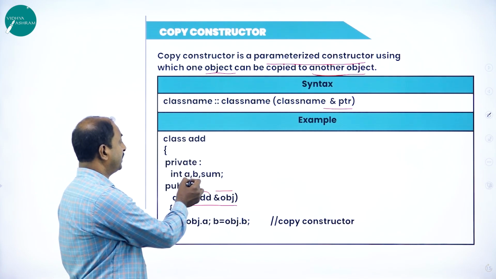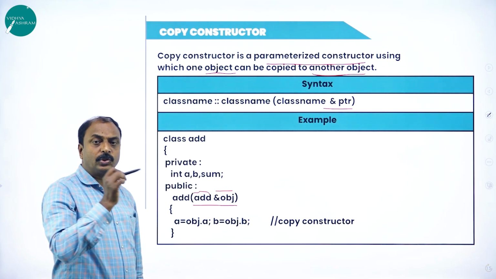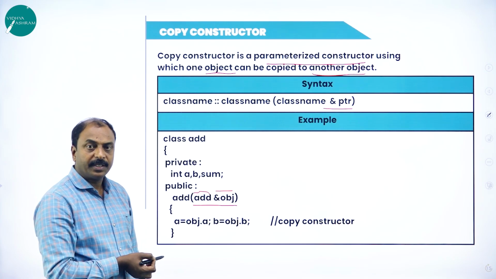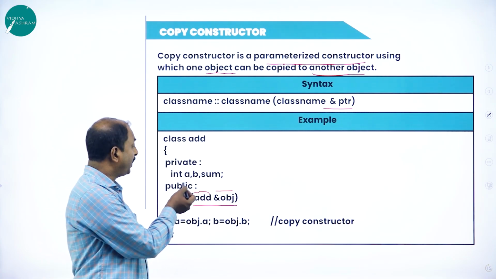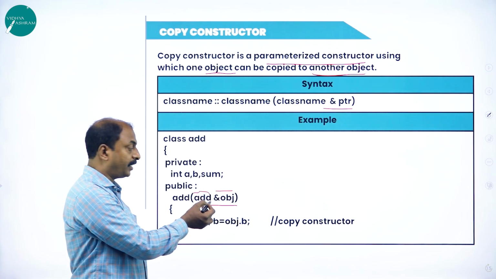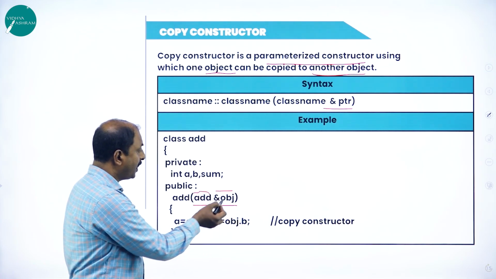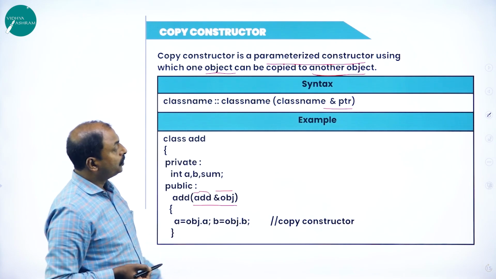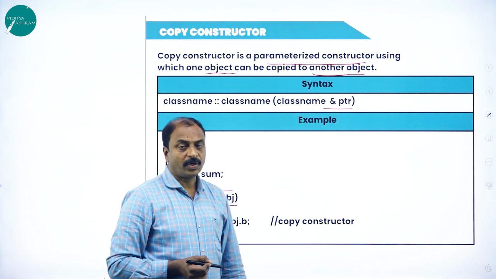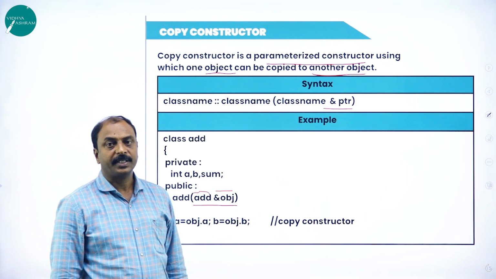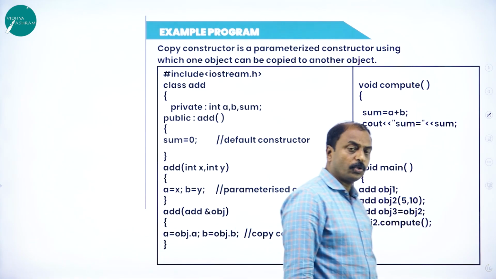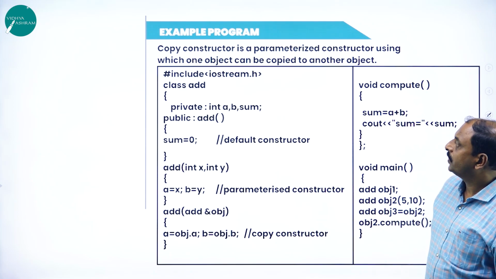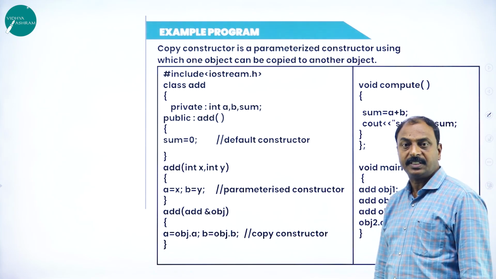And how are we accessing the variables here? This is also one of the important factors. a and b are the variables, and we are accessing these variables through the object here. So object dot a and object dot b. So this is an example for a copy constructor. Now let us see a simple example to show the working of different types of constructors.